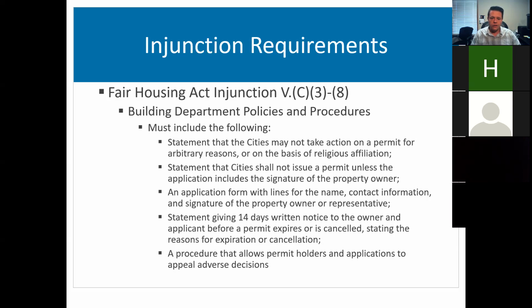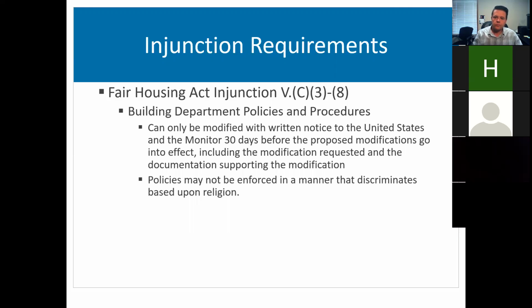We're also required to give 14 days written notice to the owner and the applicant before expiration or cancellation of a permit. And that information also has to be passed along to the court monitor, so be aware of that. And then lastly, we're required to have an appeal procedure in place.